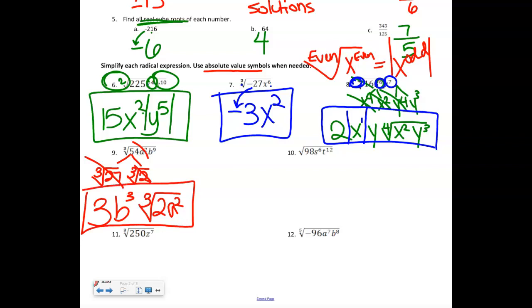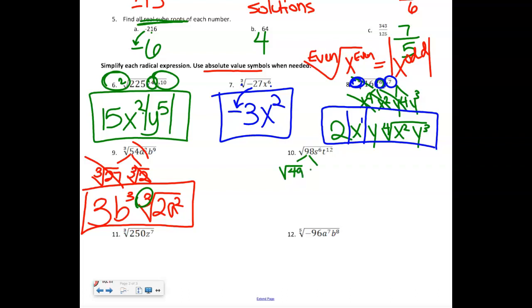Okay, so as you guys can see, there's lots of little places to make silly mistakes, so it's very important that you pay attention to all of your powers. Make sure you always have your cube root. Make sure you don't forget that. Okay. All right, our next one, 98, not a perfect square, but it is divisible by 49.